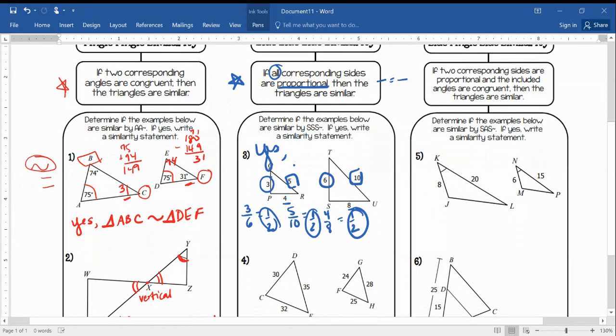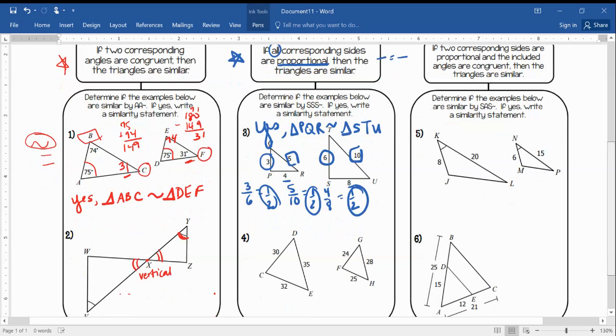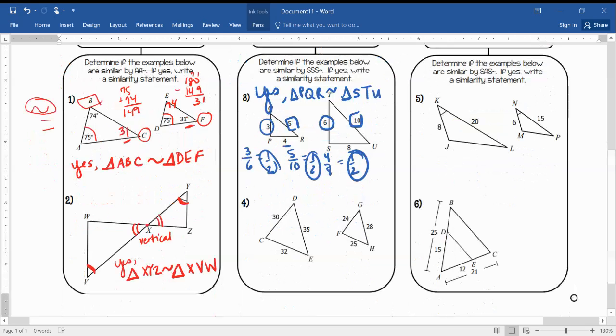And let's write the similarity statement here. So let's see. PQR would be similar to triangle. P corresponds to S, and then T with Q and U with R. All right. Number 4, we got to do the same thing.